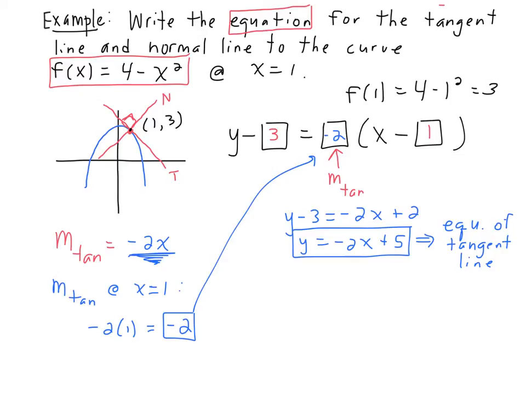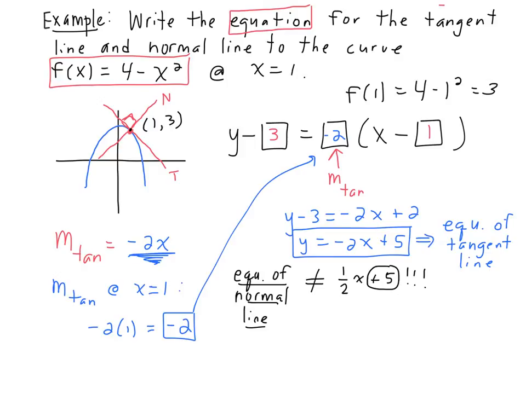Alright, so now let's find the equation of our normal line. First, I want to address a very common mistake. If we're talking about the equation of the normal line, people know to take the opposite reciprocal slope. They know the slope is going to be 1/2. Well, the biggest mistake that people will make is they will keep the y-intercept the same. You can see from our picture here that that normal line does not have the same y-intercept.